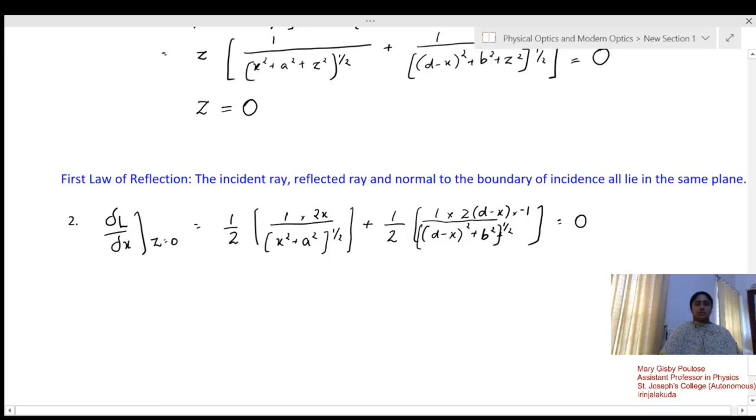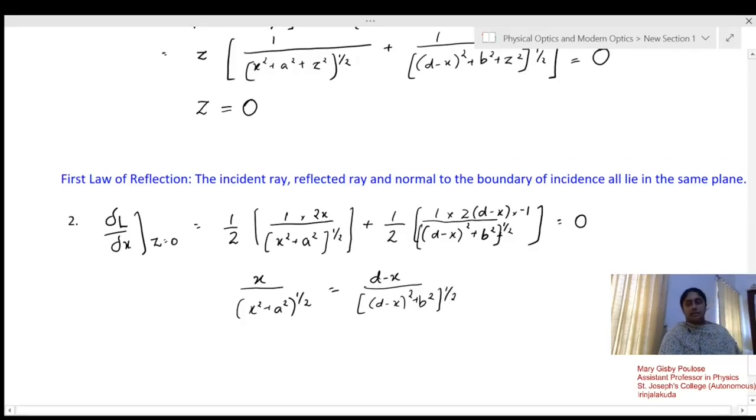The 2 can be cancelled out, which means that x divided by (x² + a²) raised to 1/2 is equal to, taking the negative sign, (d − x) divided by ((d − x)² + b²) raised to 1/2.